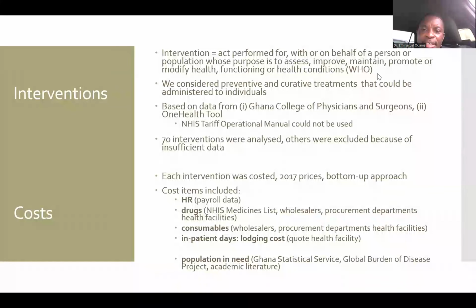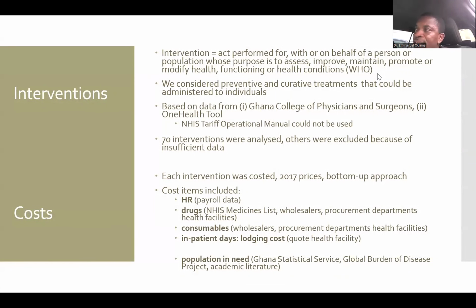So for each intervention that was costed, we used bottom-up approaches. We had the HR data of the Ministry of Health, where we could pick all the payroll data to look at physician time and costs. Then we looked at the drugs. We have a drug list in Ghana, the National Health Insurance drug list, where we could not get the types covered under the scheme. We also looked at some wholesalers where we could pick up some costs, and some health facilities. We looked at the consumables, wholesalers, procurement departments, and also inpatient bed-day costs.